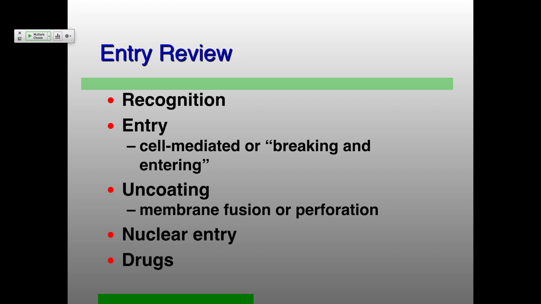Let's start with a little review of what we talked about last time, really all about getting viruses into cells. And again, this is the big picture. Today we'll start to talk about one particular group of viruses and how they're getting inside of cells. But the first step has to be that the virion recognizes the cell that it's trying to get into.